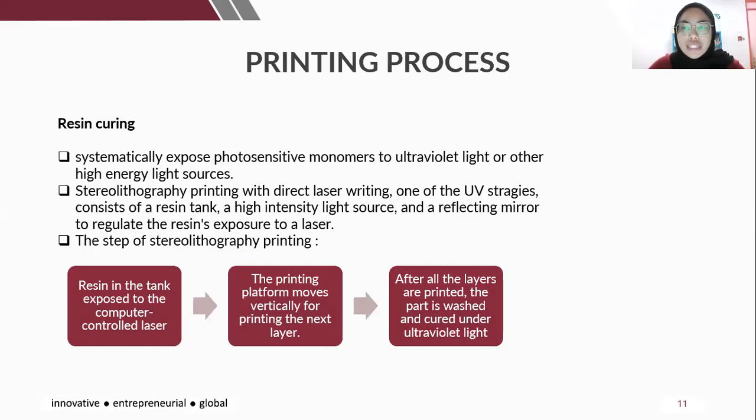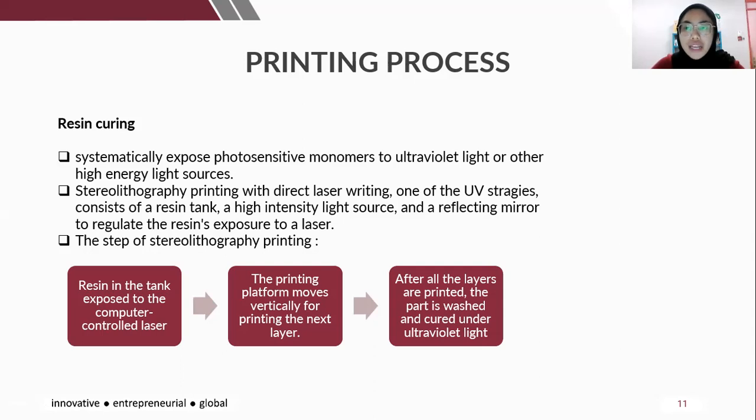The second process is resin curing. The resin 3D printing process systematically exposes photosensitive monomers to ultraviolet light or other high energy light sources. Stereolithography printing with direct laser writing, one of the UV strategies, consists of a resin tank, a high-intensity light source, and a reflecting mirror to regulate the resin exposure to a laser.